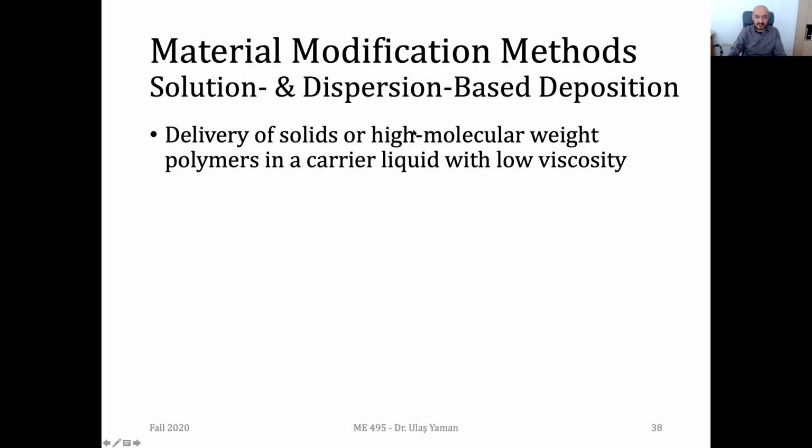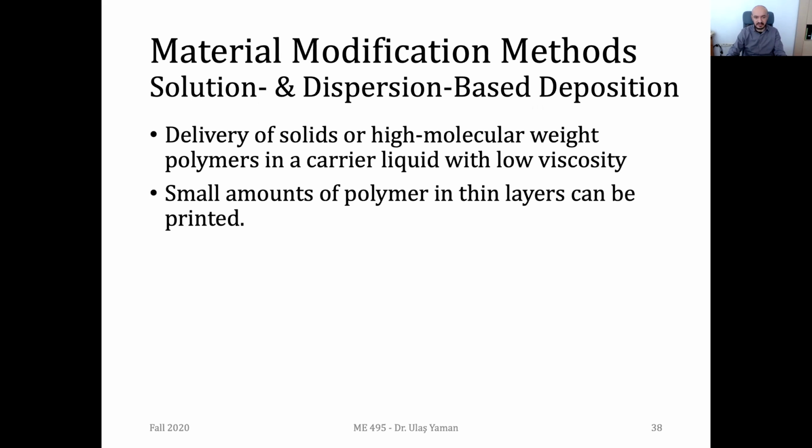Instead of hot melt deposition, we may also have solution dispersion based deposition. We actually discussed this one while we were discussing alumina and wax materials. In this approach, we are delivering solids or some high molecular weight materials, polymers, in carrier liquids. These carrier liquids will have low viscosity, and then you may have some extra heat around to change their properties. This way, we may easily produce parts having different materials.